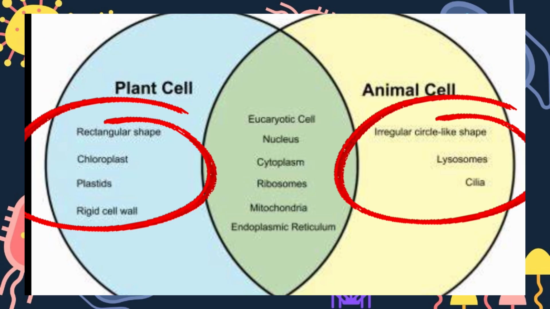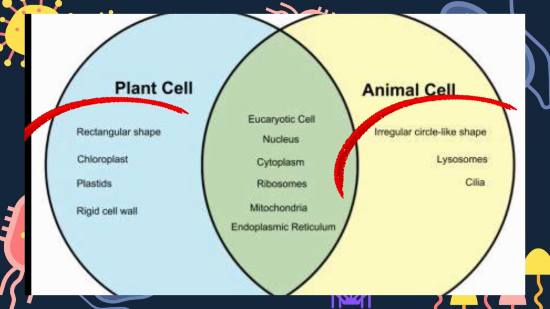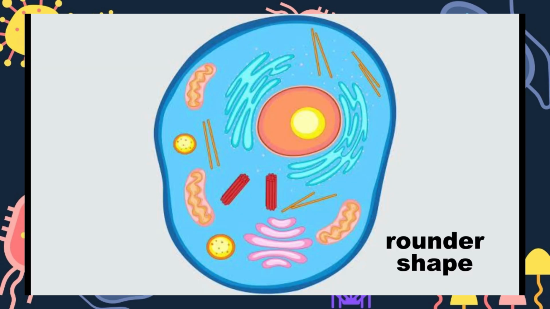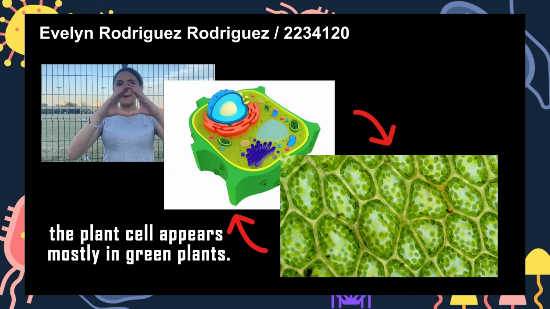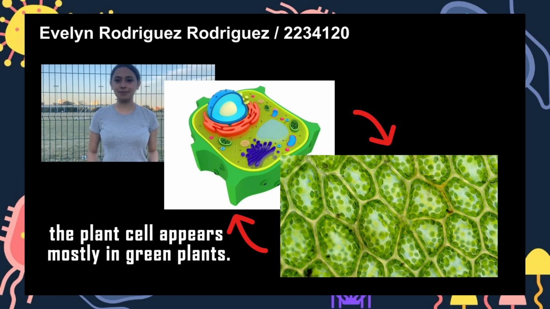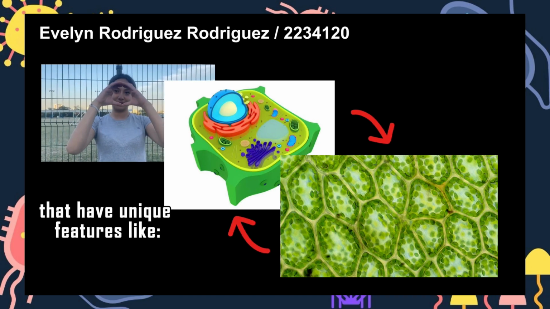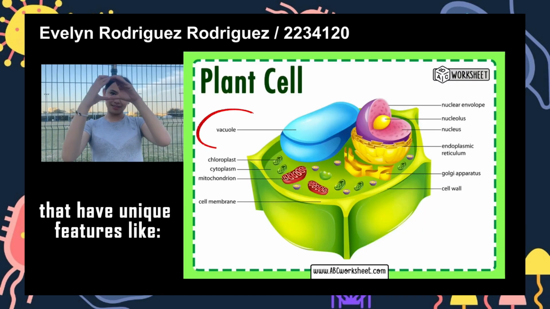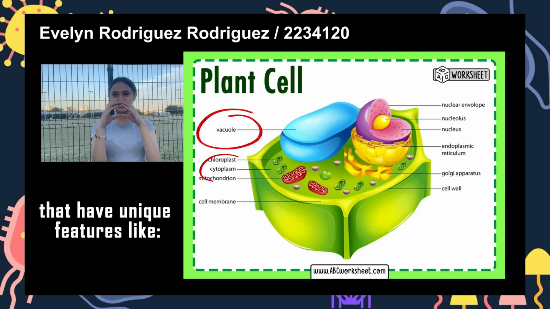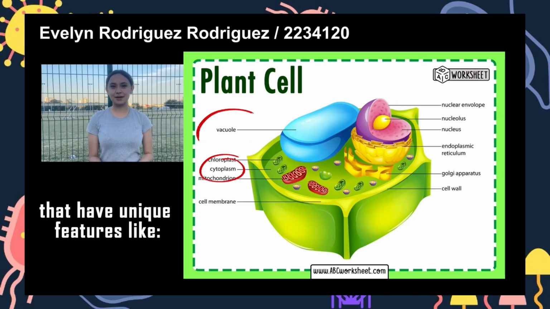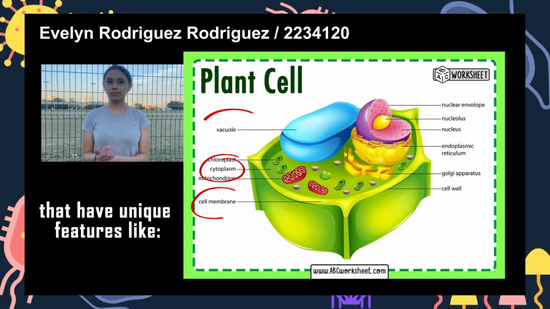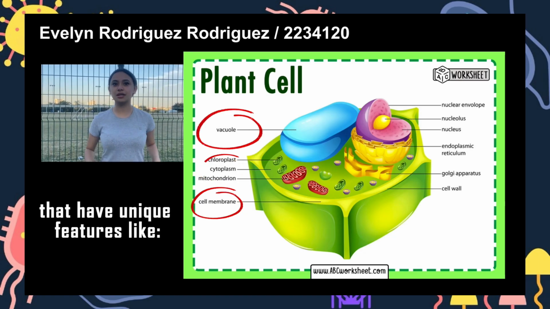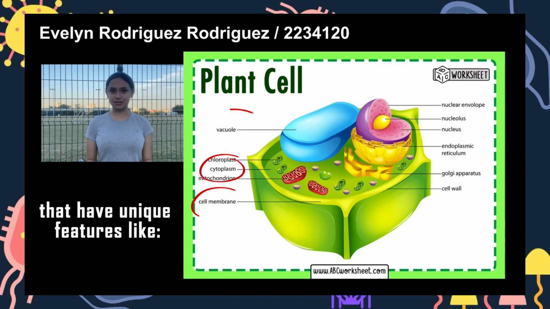It has many differences from the plant cell. The animal cell is round and the plant cell is... The plant cells appear mostly in green plants that have unique features like cellulose cell walls, plastids for photosynthesis and storage, a large vacuole for sugar, pressure regulation, and a special cell division method with a cell plate or phragmoplast.